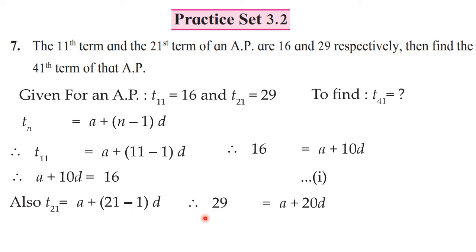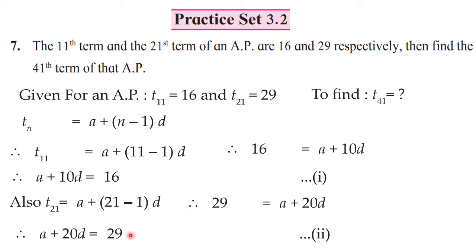Now the equation is 29 is equal to A plus 20D. T21 we know is 29, so it is replaced, and this is A plus 20D. Again, now we will write it properly, that means variables on the left hand side and constant on the right hand side. And we will number it as equation 2. So this is our equation 2: A plus 20D is equal to 29, equation number 2.